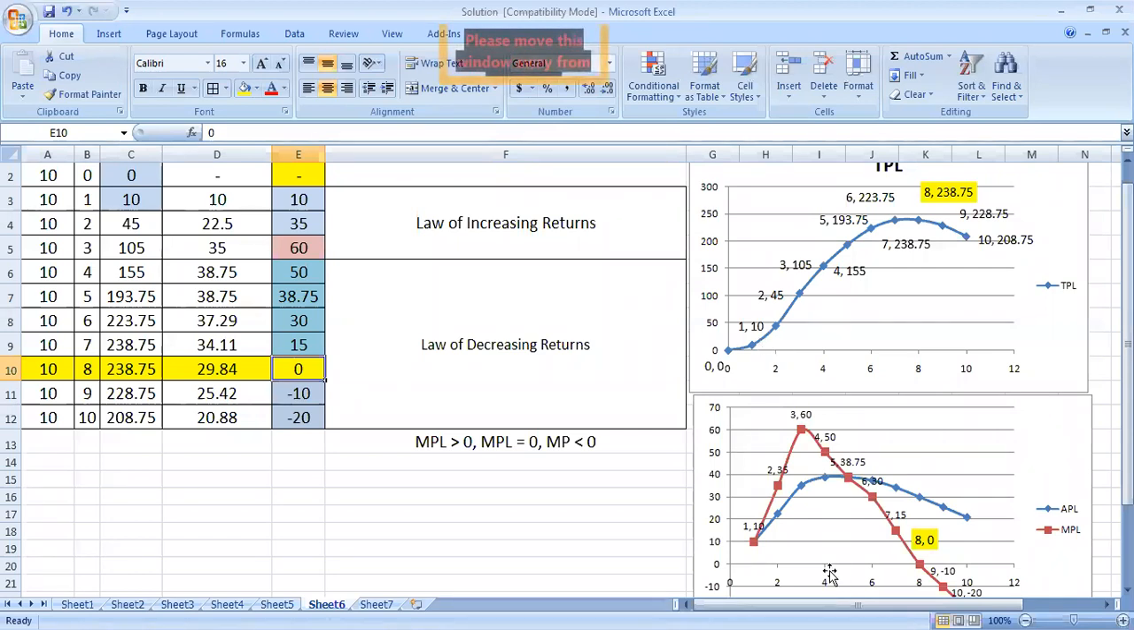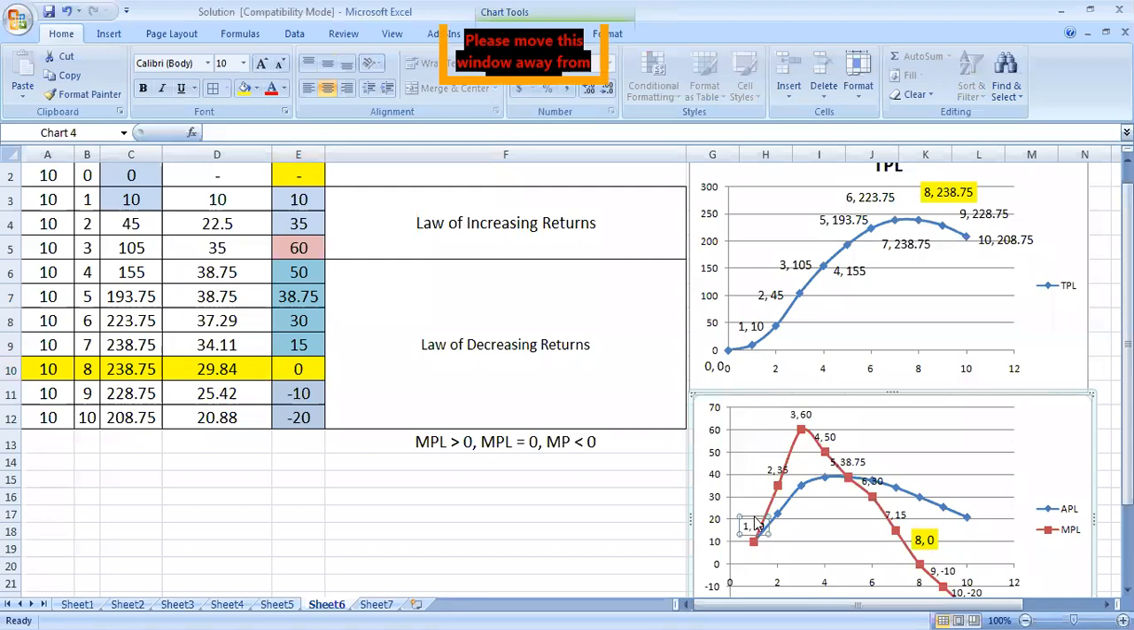If you could just look at the relation between marginal product of labor and average product of labor, both marginal product and average product of labor are increasing, but marginal product of labor is increasing more than increase in average product of labor. In the initial case, you could see that MPL remains greater than APL. Okay, let me just adjust it for you people, right?